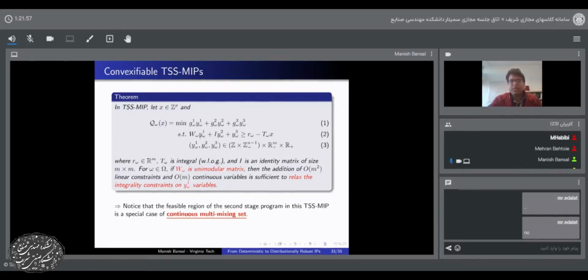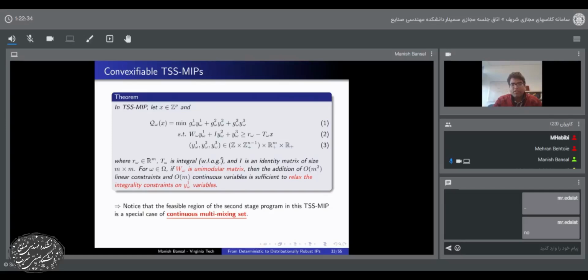And now you can see the connection between this set and the continuous multimixing set. We observe that if this matrix W omega is a unimodular matrix, then adding some order of m square linear constraints and order of m continuous variables is sufficient to relax the integrality constraints on the y1 omega variables. And this is not just a relaxation, it's a linear programming equivalent of the original problem, which means we are not losing the integrality of the y1 omega variables.